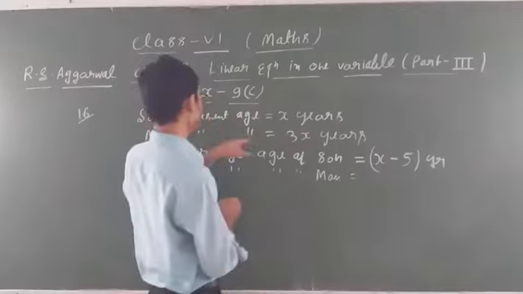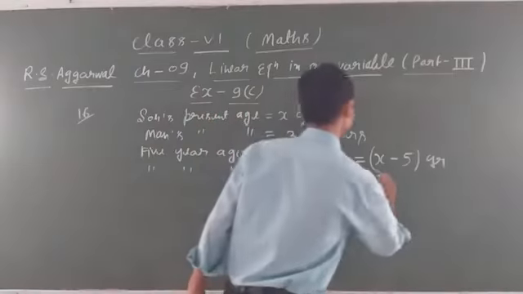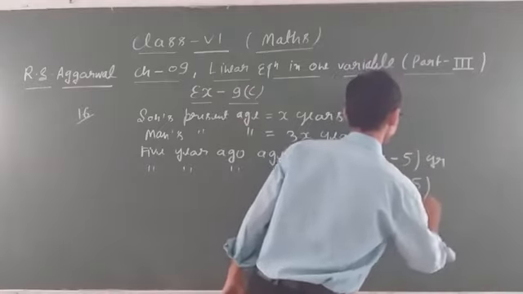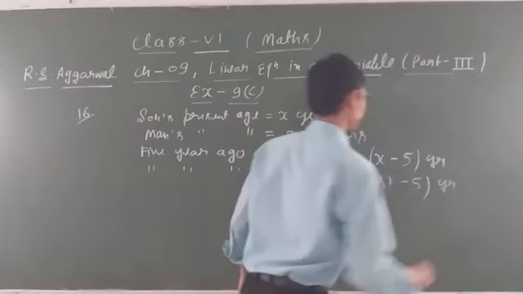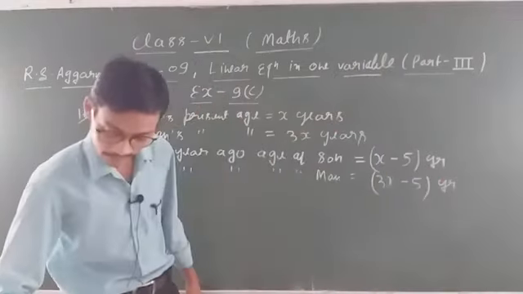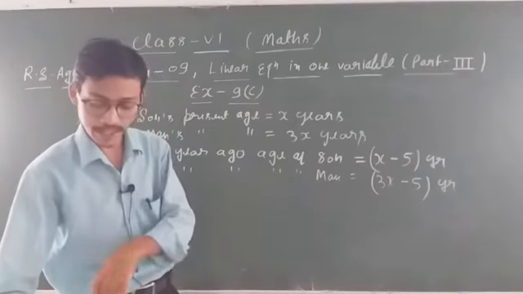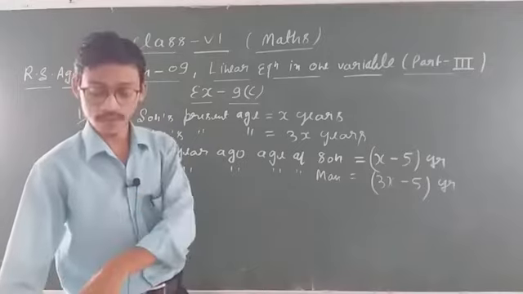What will it become? The age of man is 3x. So 3x minus 5 years. Clear, student? Now what is given? 5 years ago the man was 4 times as old as his son. Clear? So this is a very important line.